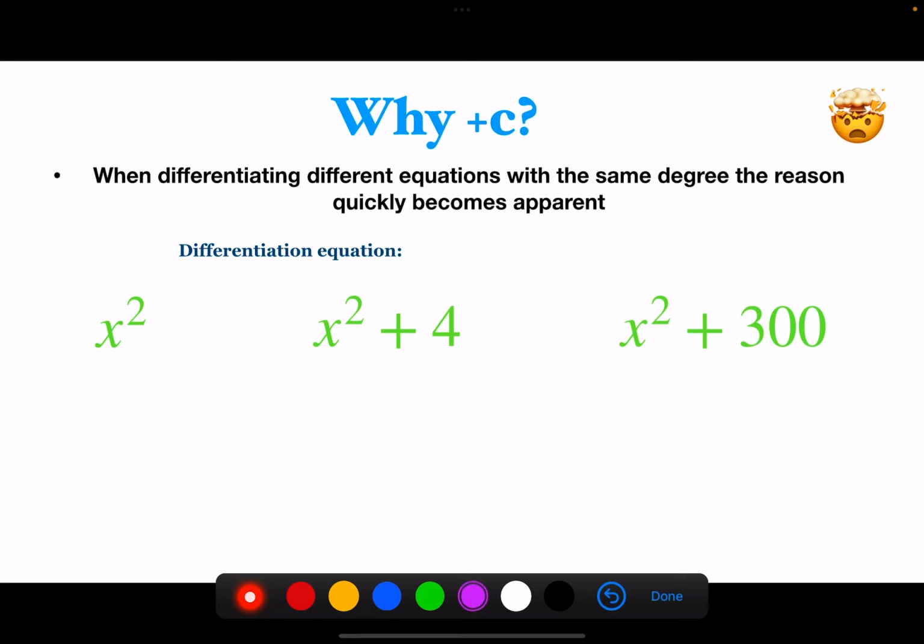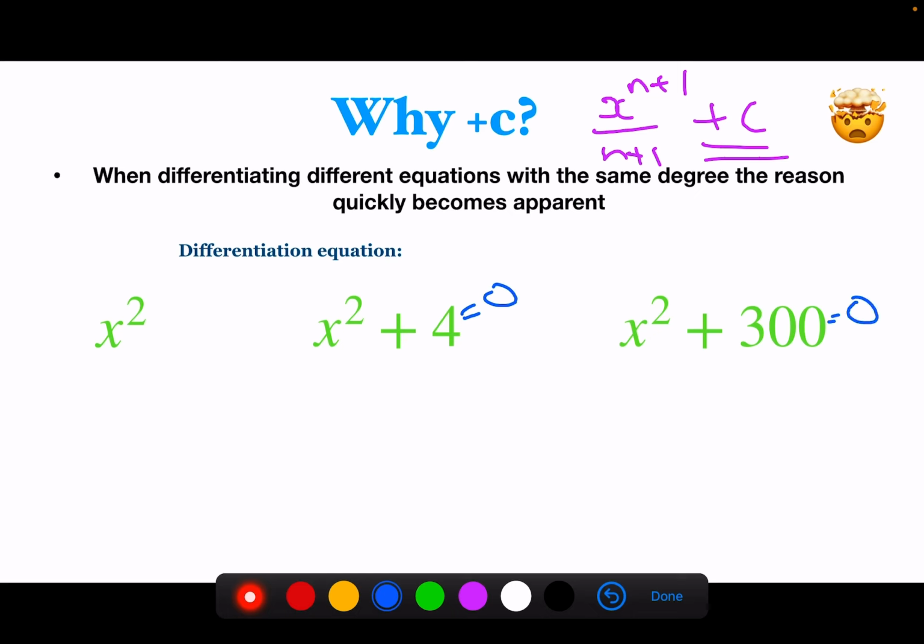There's one more thing I saw in the first equation. The first equation was x to the n plus 1 over n plus 1 plus c. So why did they have the plus c there? This is because if you differentiate a constant, you end up equaling 0. So if I have this constant here, 4, it's always going to equal 0 when differentiated, same as 300. So I'll show you exactly why we need plus c by differentiating these equations.